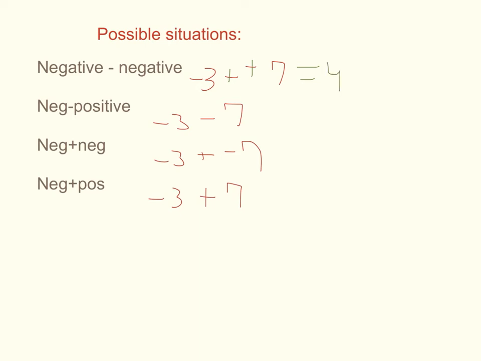All right, negative minus a positive. Negative 3 minus 7, so we have negative 3, and then we're going to move back 7 spaces, so that's going to give us a negative 10. Then we have a negative plus a negative: negative 3 plus a negative 7. That is going to also give us a negative 10. And then a negative 3 plus a positive 7 is going to give us positive 4. All right, so these situations here yield different results.